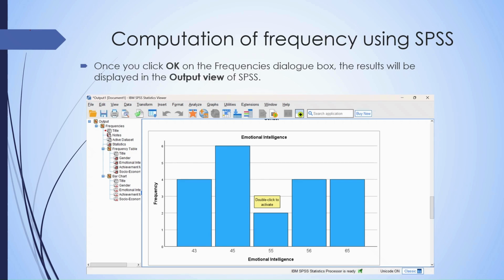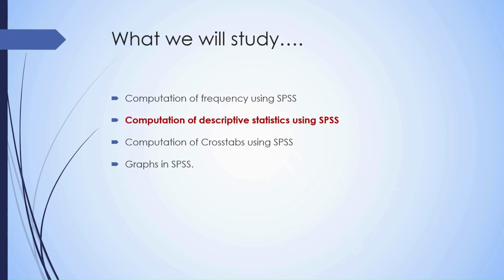So now you will see that almost the same kind of steps would be followed in the next computations also. So we have completed computation of frequency using SPSS. You know what is frequency, right? Frequency would be the number of times a particular data occurs or is repeated. So that's what frequency is, and that's what we have calculated just now. Now let's go and see how we are going to compute descriptive statistics using SPSS.